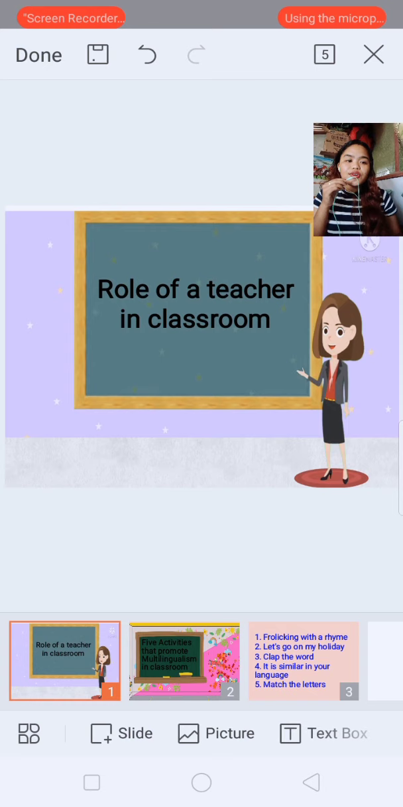So in addition, the role of a teacher is essential. Yes, the role of a teacher is essential. That's why there are 5 rules that I prepared that must be followed to be a good teacher. So first, a teacher must be multilingual too.